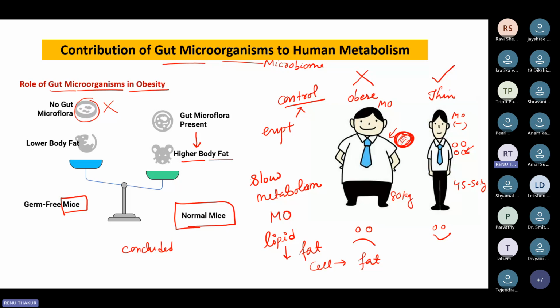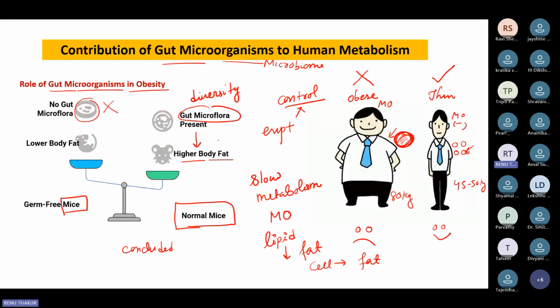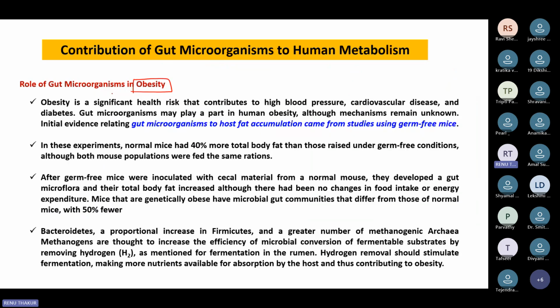So in short, the gut microflora diversity plays a major role in the obesity or increasing the weight of that person or not. So I hope this point is clear. Now let's get back to this slide. What I wanted to convey, I explained it through the diagram so that you can understand it in a very easy manner. Now, role of gut microorganism in obesity.